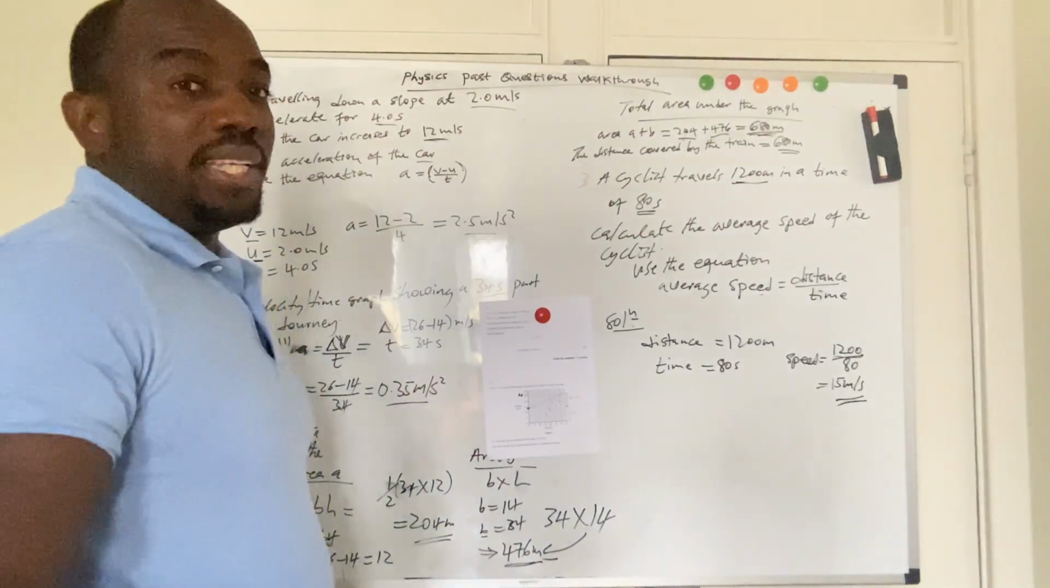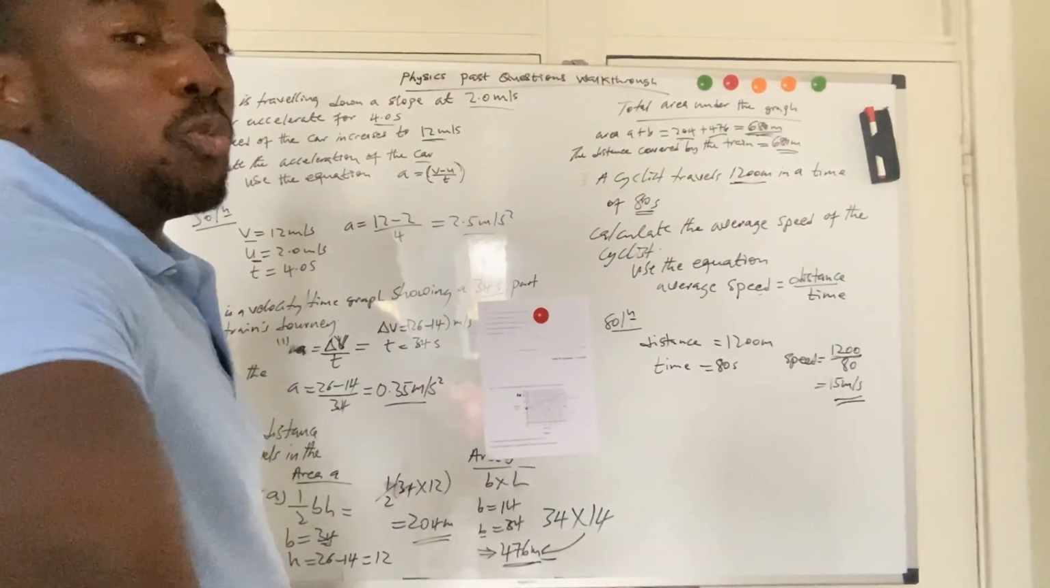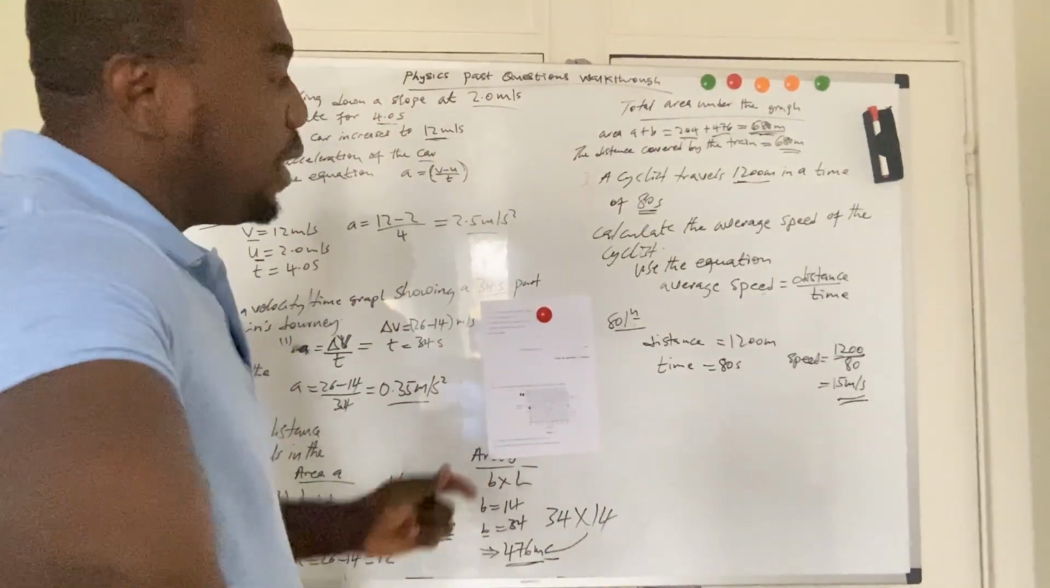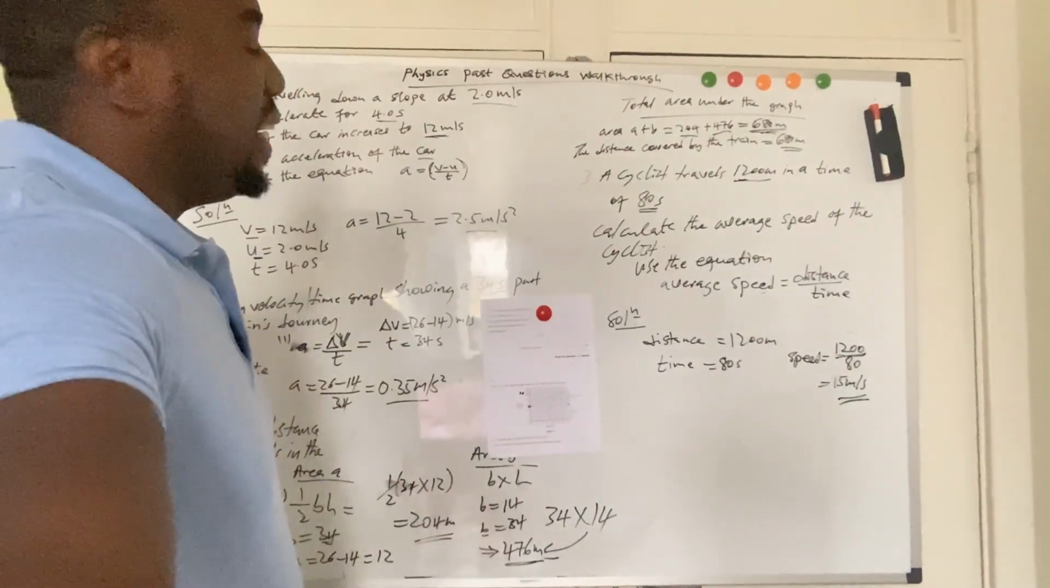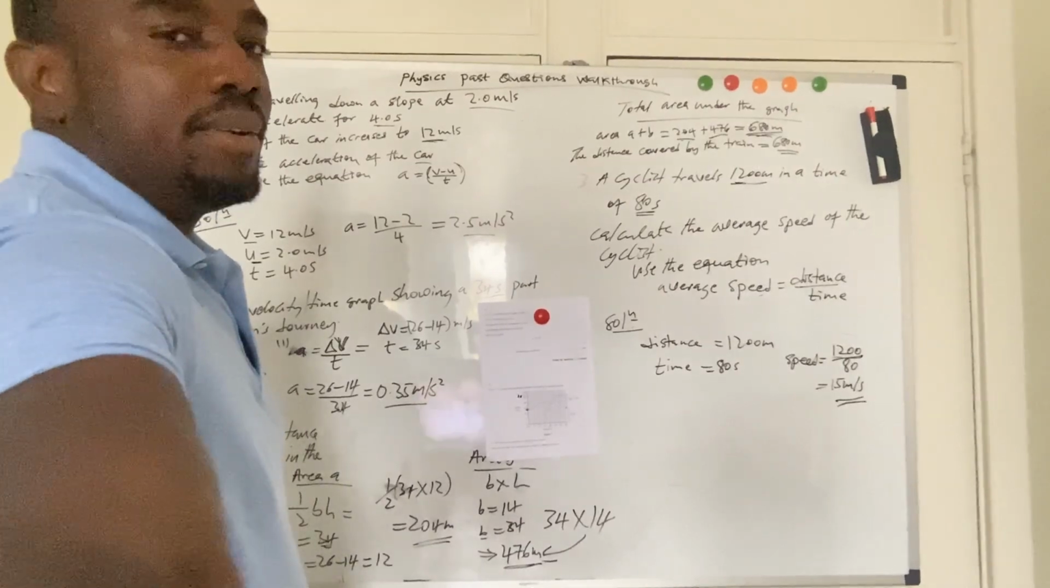So that represents the speed of the cyclist within the 80 seconds. Okay, hope this helped.